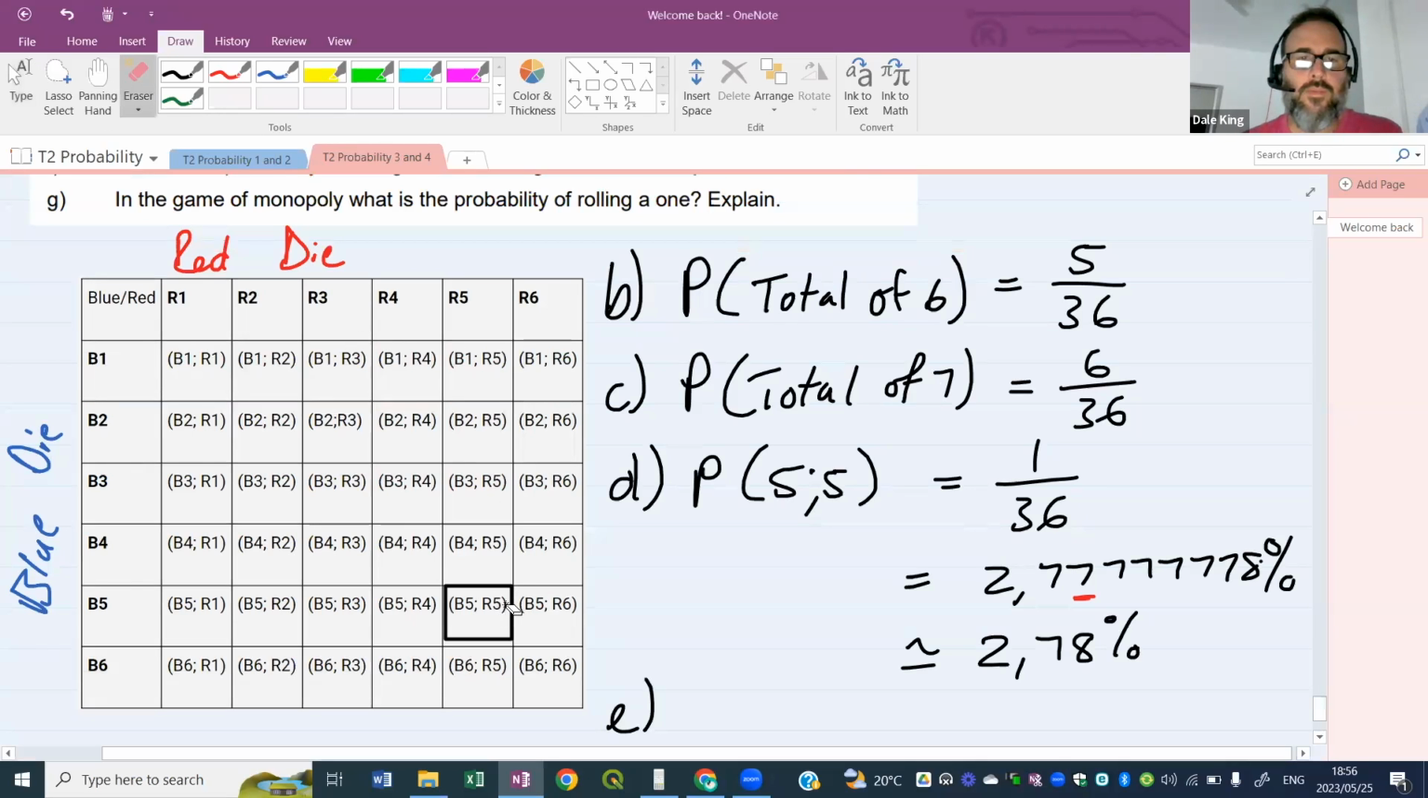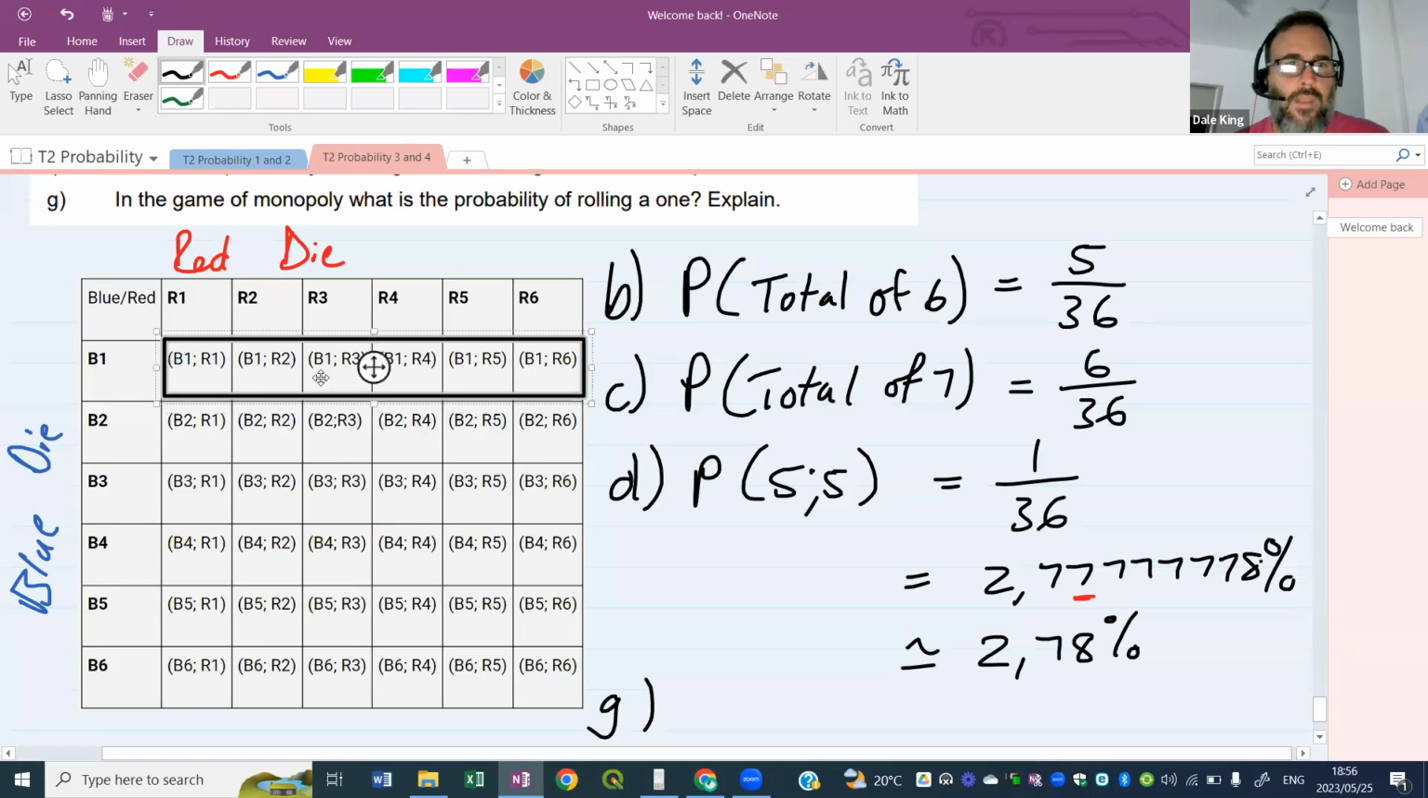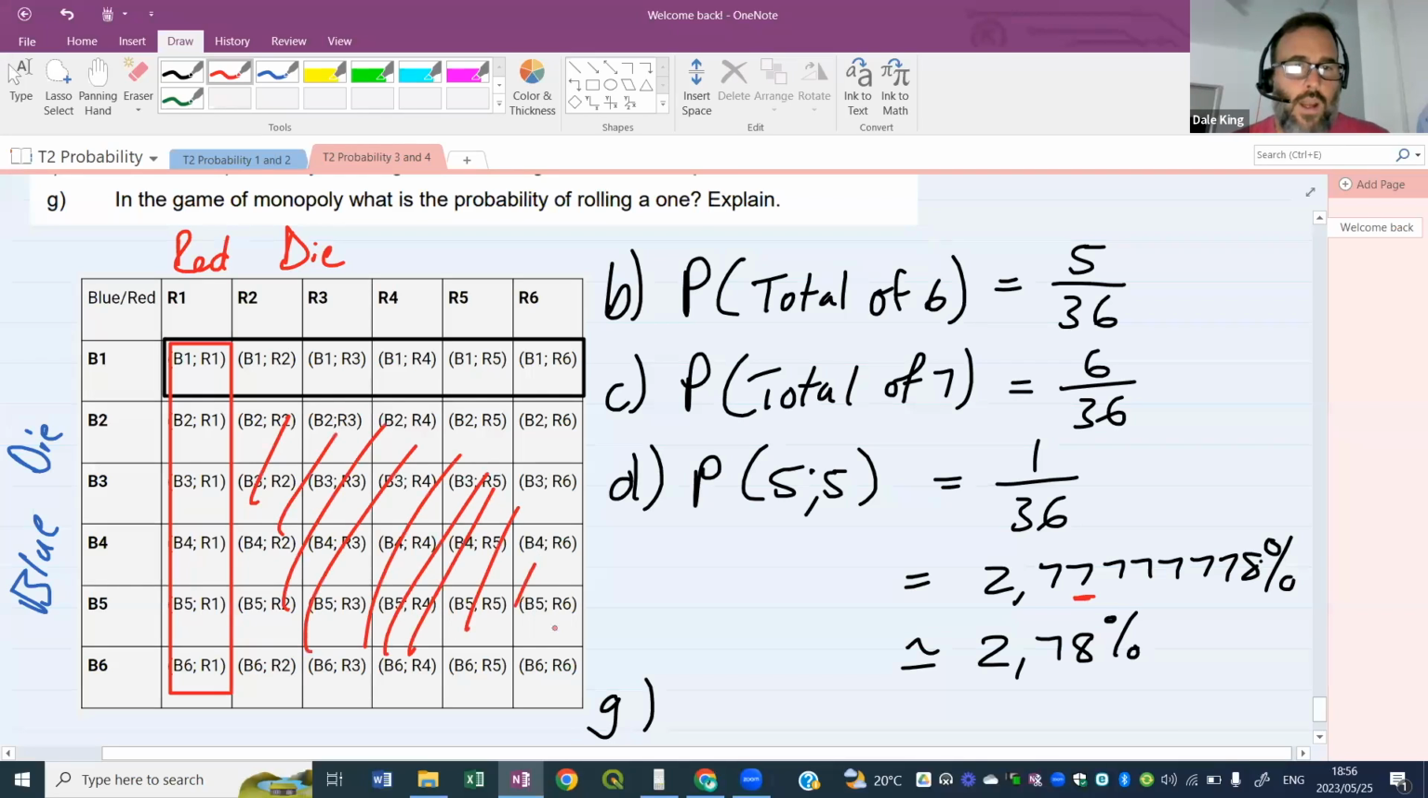What's the probability of rolling a 1? Getting a 1 on one of your dice? Where do I see a 1 on my dice? Well, this whole row here, there's a 1. The blue dice will be 1. And this whole column here, the red dice will have a 1. Nowhere else would you see a 1. All these other combinations, there is no 1.